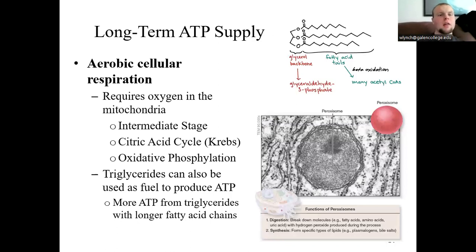For long-term ATP supply, we're going to be utilizing the aerobic oxidative transport, oxidative phosphorylation chain. So this requires that we get oxygen in and that we take that oxygen into the mitochondria. There are 3 stages: intermediate, Krebs, and oxidative phosphorylation. Our main storage form of calories and energy in the body is adipose fat. So triglycerides are also able to be used to produce ATP if that is all that is available. We are going to get significantly more ATP from triglycerides than we do from other molecules, mostly because of its fatty acid chain.